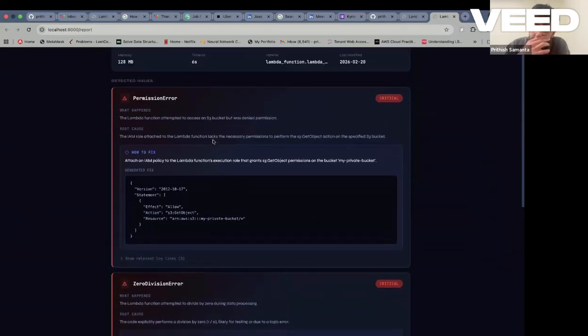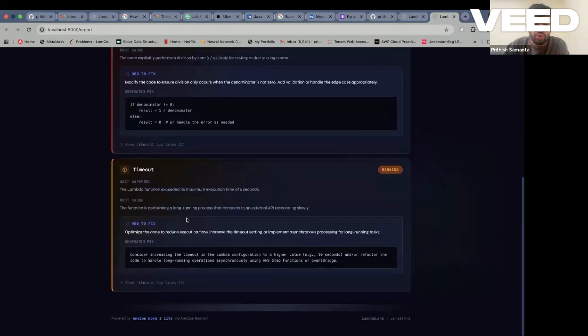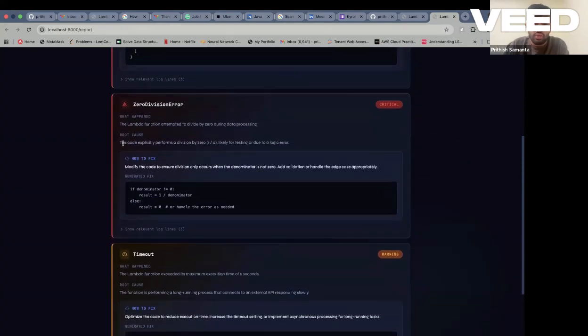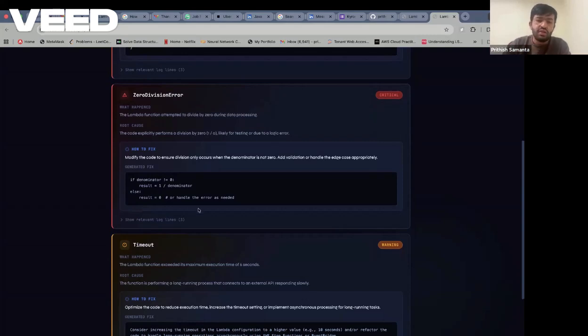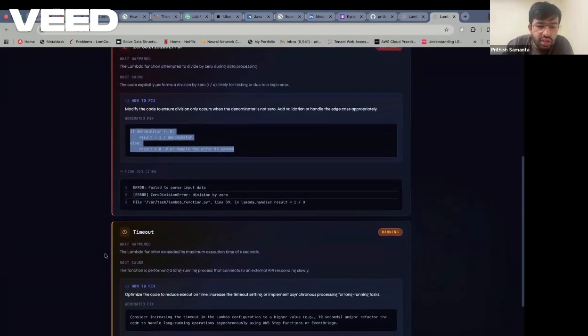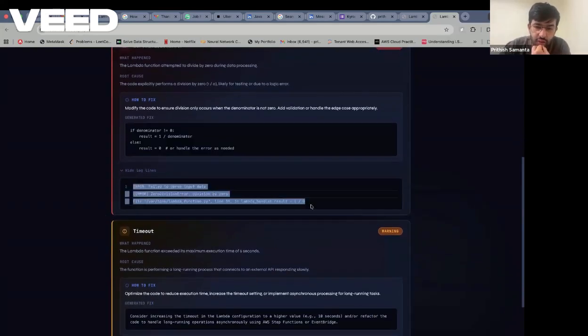Over here, we can see that it has talked about what had happened in this particular issue and why this issue occurred. The same for all the issues. It also gives the root cause of the issue. Third, it also gives us how it could be fixed. So, for example, like I told you, this particular thing was written in Python, so it gives us code in Python. Fourth, it shows us the lines where this issue was found in the logs.